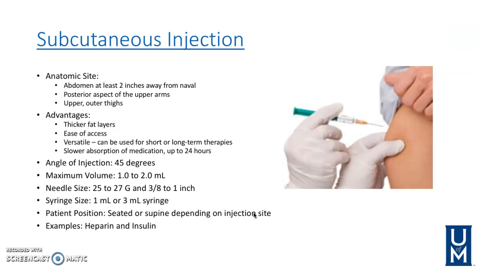All right, so subcutaneous injections. We can give subcutaneous injections as MAs, and we can give these in a few different places. So in the abdomen, at least 2 inches away from the navel, so in that fatty area of our abdomen. The posterior aspect of the upper arm, which you can see here in the picture. And then the upper outer thighs.